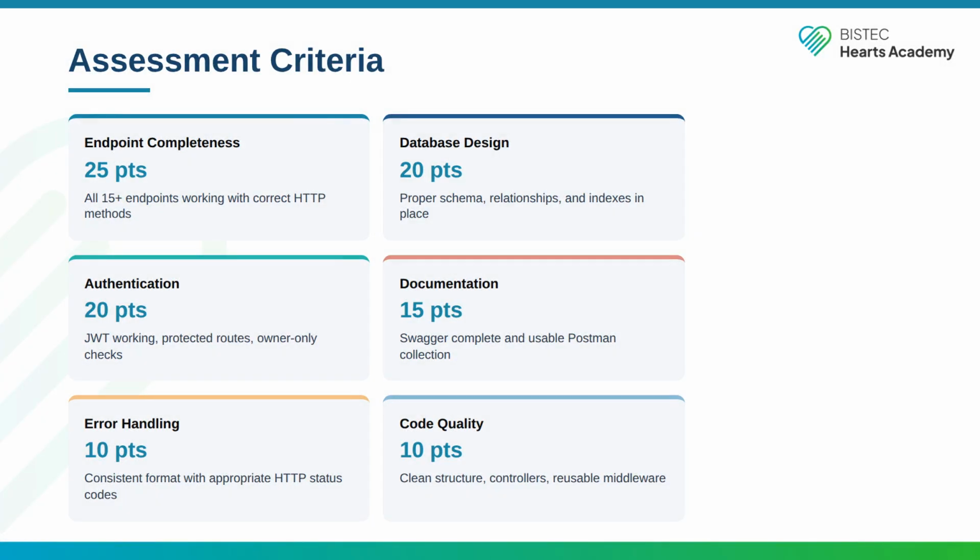100 points total across 6 categories. Endpoint completeness is worth 25 points, the largest single chunk. All 15 or more endpoints need to work with the correct HTTP methods and return the right responses. Database design is 20 points: proper schema, relationships, and indexes. Authentication is 20 points. JWT working correctly, protected routes enforced, and owner-only checks in place.